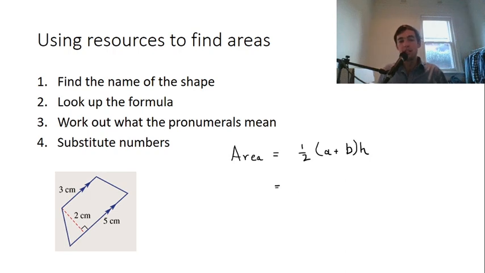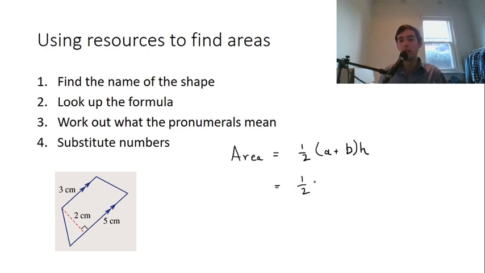So the next thing is we have to work out what the pronumerals mean. Pronumerals are just a, b, and h. So what are these 3 things? H is the height, and a and b are these 2 sides over here. And a textbook will tell you that information as well. Google will tell you that information. You'll find some worked examples somewhere.